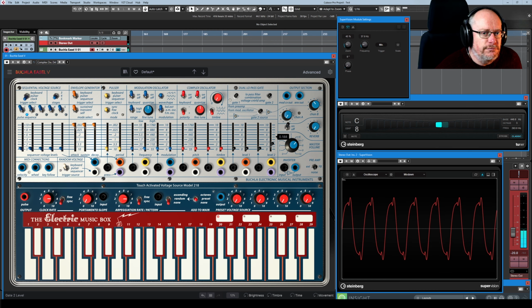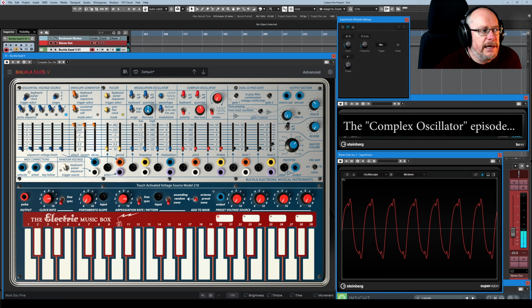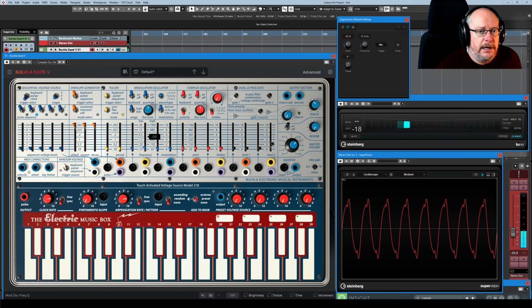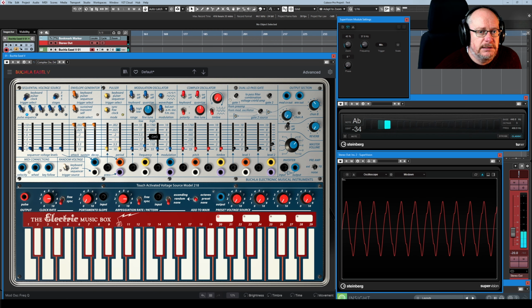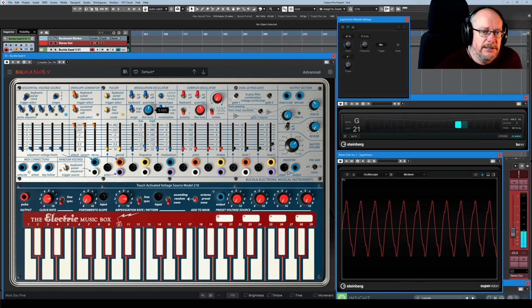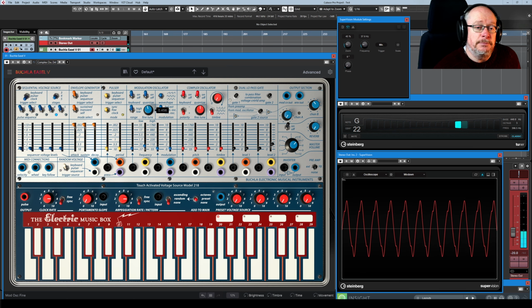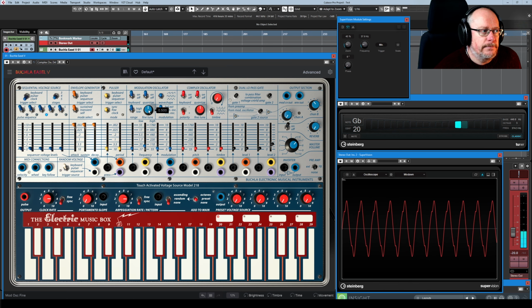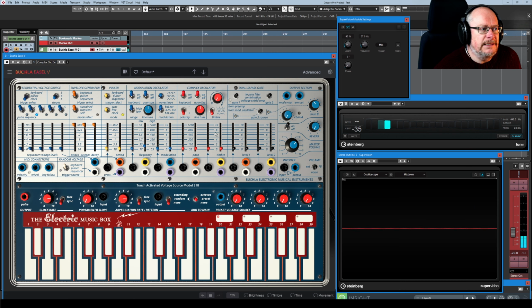One thing that I'll mention really quickly, because I regretted not talking about it in the last video, is the purpose of the fine-tune knob. If you're in quantize mode and you're stepping up in semitone offsets, it's the fine-tune knob that gives you the ability to reach the values in between those 2 offsets. I didn't mention that when we were talking about the complex oscillator and just thought I'd throw it in.